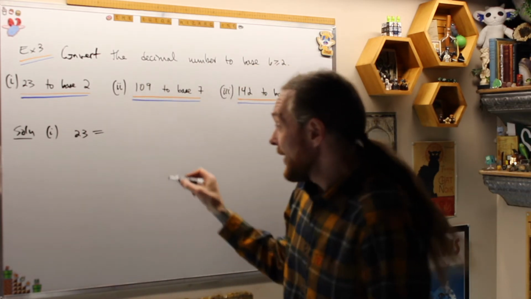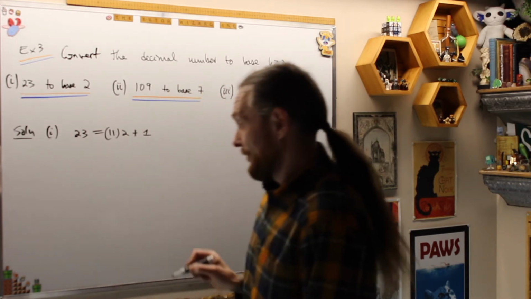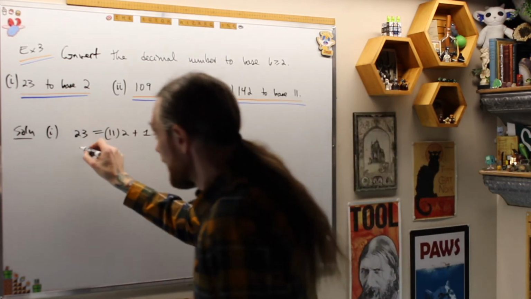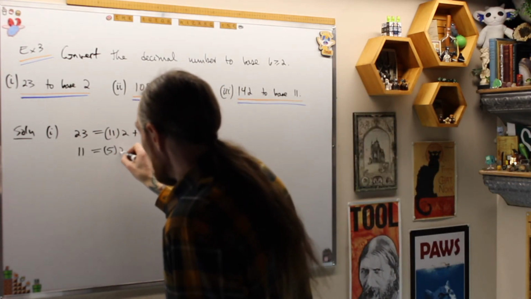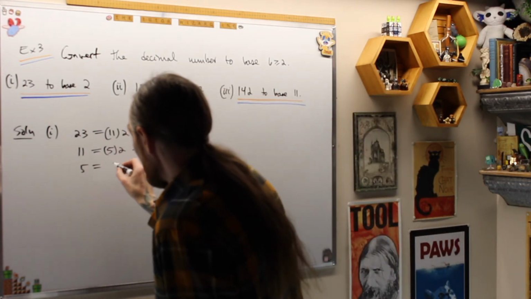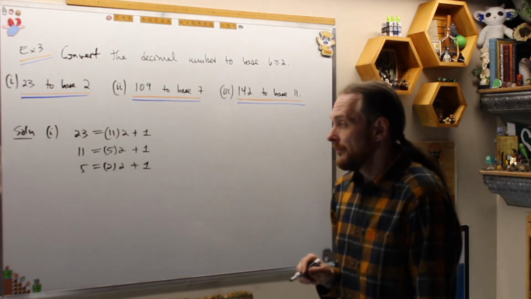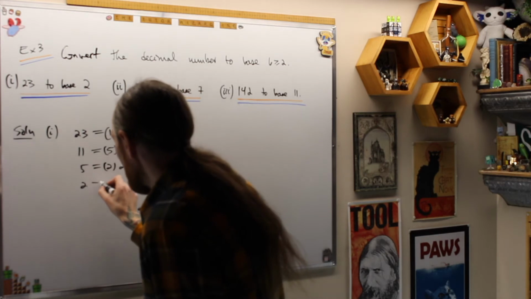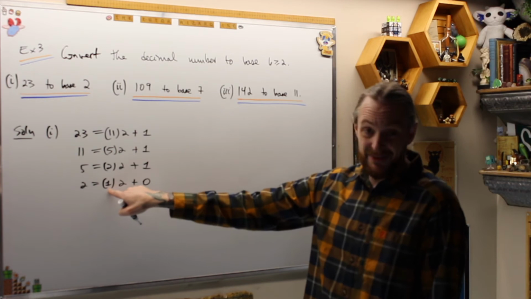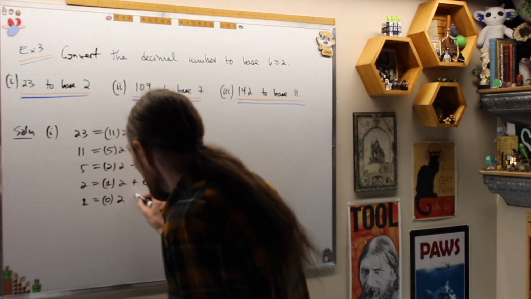2 goes into 23 11 times, 2 times 11 is 22, plus a remainder of 1. Then the next quotient is what I divide 2 into. 2 goes into 11: 11 is 5 groups of 2 plus 1. And then I use the 5. 5 is 2 groups of 2 plus 1. And then finally, 2 is 1 group of 2 plus 0. And then this is finally where I can stop because it's less. So 1 is no groups of 2 plus 1.